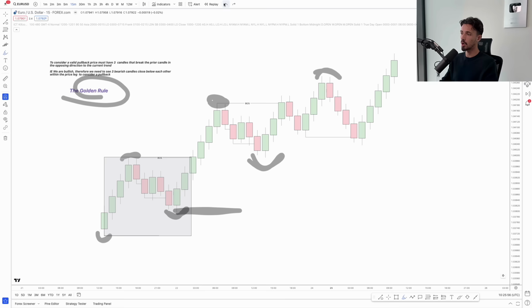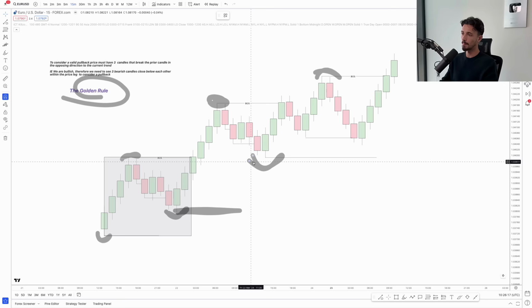Old lows are prime liquidity. Therefore, I'm able to get in at these lows. My stops can go below my protected area. And I can look at targeting where price is going anyway, which is higher because we are bullish still after the break of structure. And that is the difference. And that is the golden rule of understanding what makes a pullback and what doesn't make a pullback.